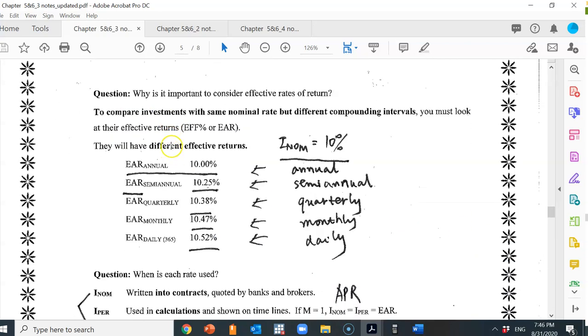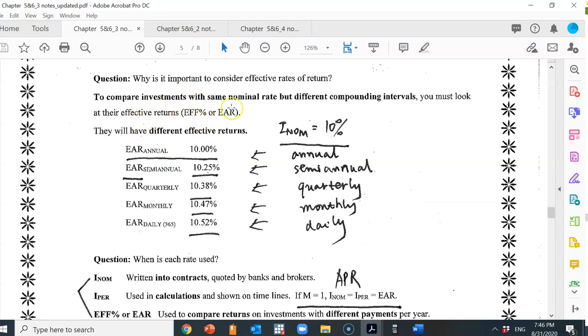Why is it important to consider effective rates of return? We get the nominal rate from the contracts, and then we calculate the periodic rate in order to do real calculations. And we get the effective annual rate in order to do comparisons. We can compare investments with the same nominal rate but different compounding intervals. You must look at their effective annual returns, EFF, or equivalent annual return, EAR. They will have different effective rates.